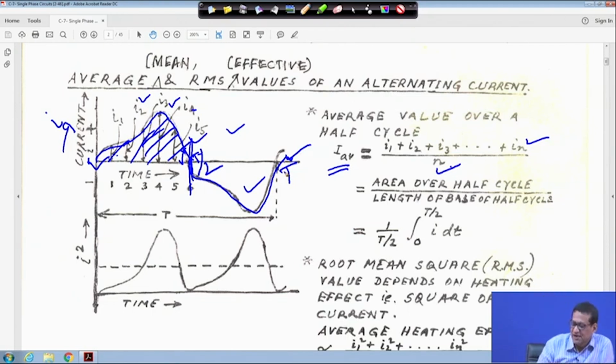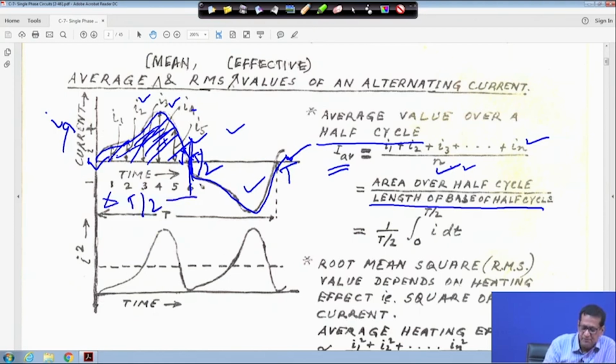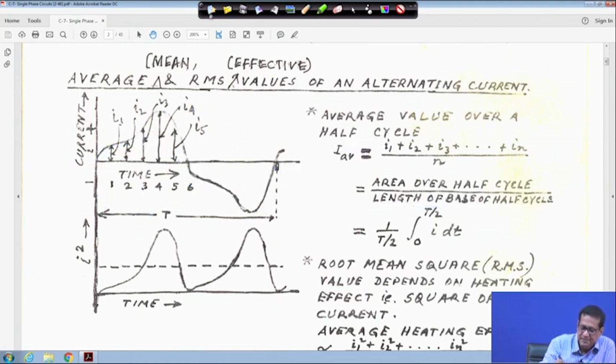So, the average value over a half cycle is I1 plus I2 plus I3 up to IN, divided by N. Or you take the area over the half cycle divided by the length of the base of the half cycle, and the length of the base of the half cycle is t by 2.